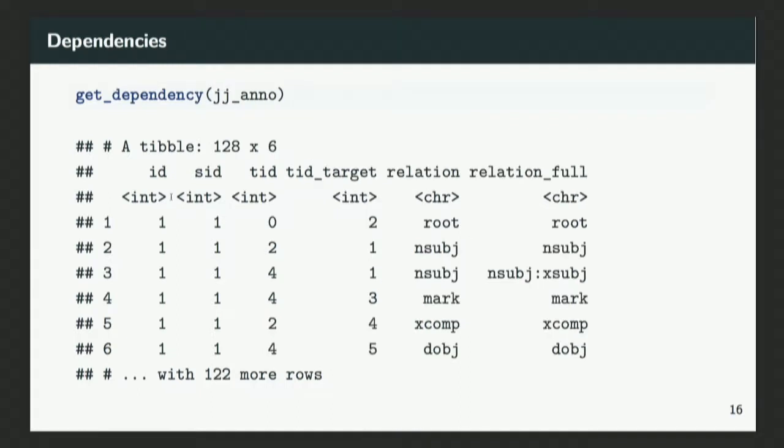Likewise, we have a table of dependencies. Dependencies are actually written on pairs of tokens, so they need their own table because the object of study is different. It's pairs of tokens, not individual tokens. Here we see there's a TID and a TID target, telling you the two rows in the tokens table that the dependency is referring to. And then it's also telling you what type of dependency this is.